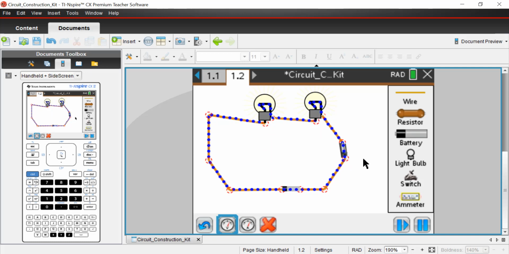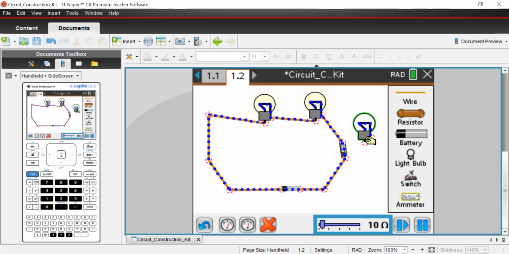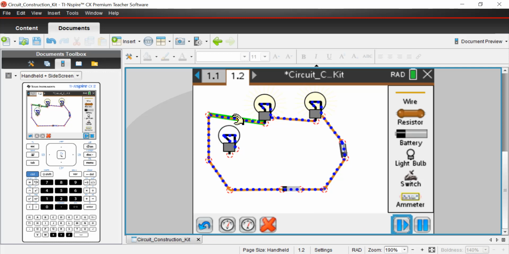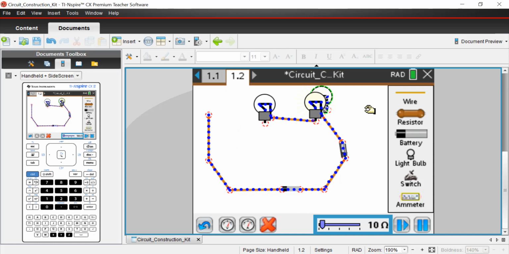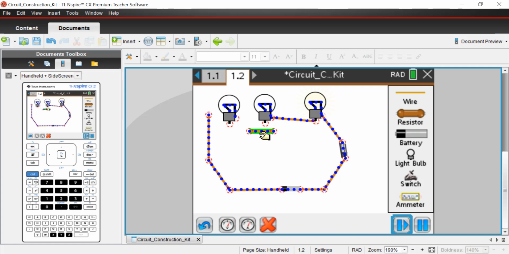Now let's try another scenario. If that's true, then if I add a third light bulb, what would I expect to see in terms of voltage and current? Well, we're going to test that out. I'm going to move this light bulb. I need to add a little bit of wire. So I'll put that piece there. This guy goes up there.